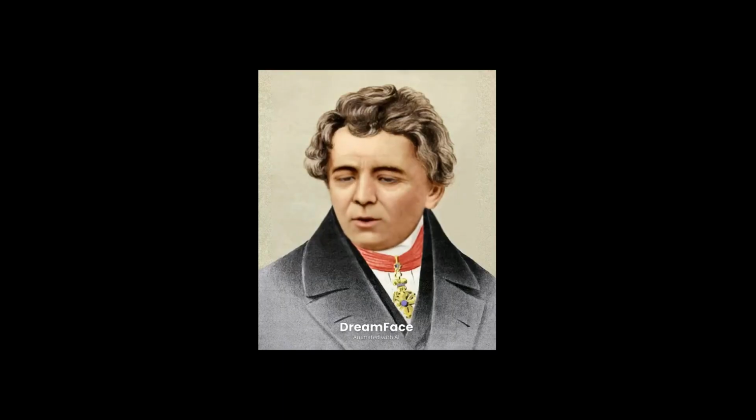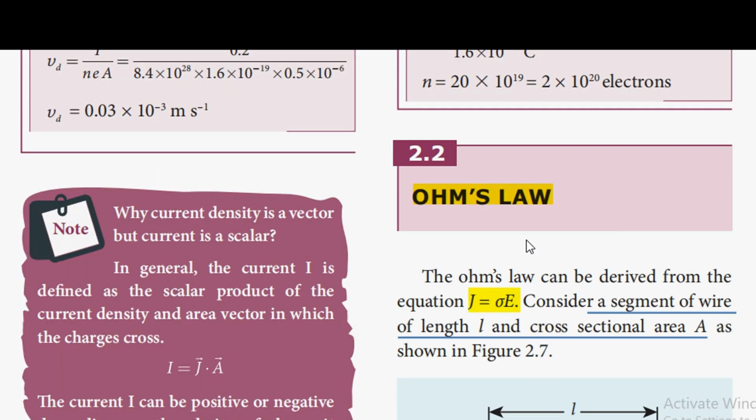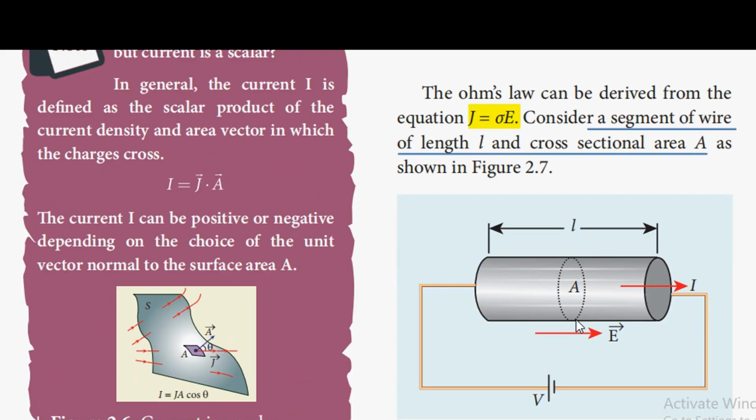Ohm's law states that the potential difference across a given conductor is directly proportional to the current passing through it when the temperature remains constant. Next we are going to study Ohm's law. Ohm's law can be derived from the equation J equals sigma E. Consider a segment of wire of length L and cross-sectional area A as shown in figure 2.7.